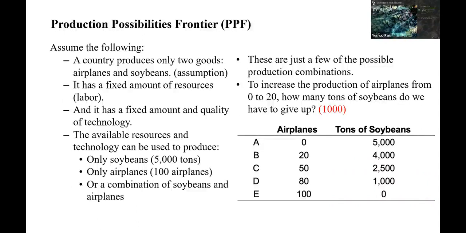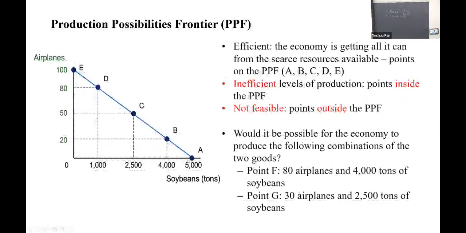So according to the table, we can draw a picture. Again, this 1,000 is the opportunity cost, what we need to give up if we want to increase the production of airplanes from 0 to 20. From this picture, the points A, B, C, D, E on that straight line are the PPF. Any points on that straight line are the maximum combination the country, the person, or whatever can obtain. So that's the most efficient point.